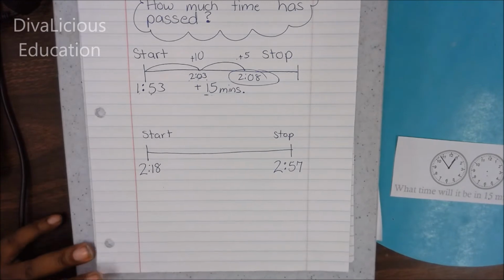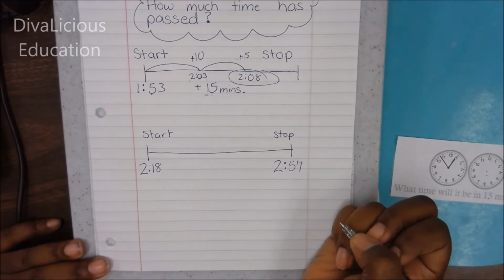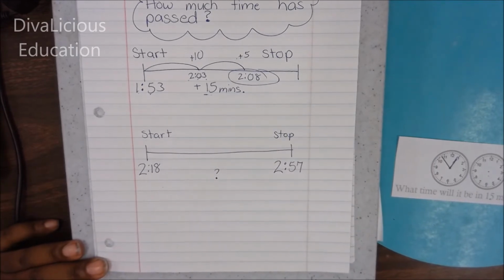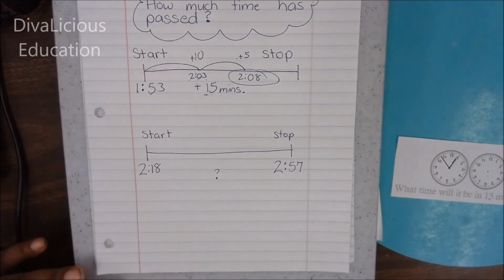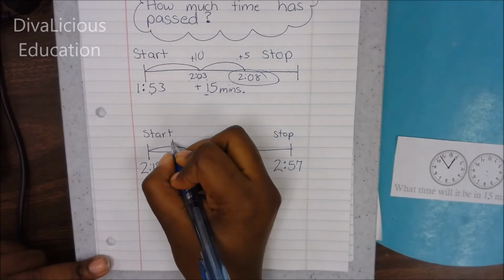at 2:57. What we want to do is hop along that time so we can figure out the elapsed time, because that's what we don't know. We don't know how much time has passed by. So basically I'm going to keep hopping and adding on to 2:18 until I get to 2:57. What I notice is my hour has not changed. Both my hours are 2, so I know that I'm only dealing with minutes. So I can add 10 minutes.